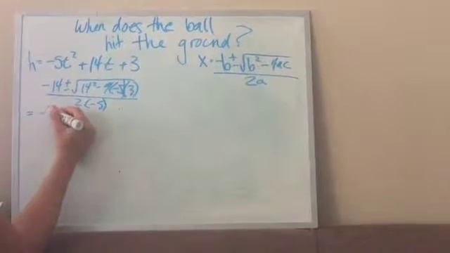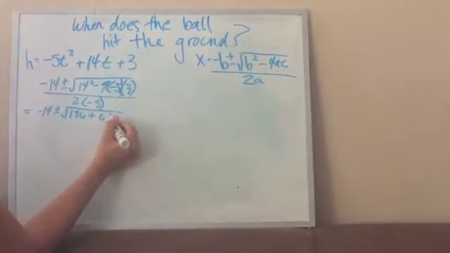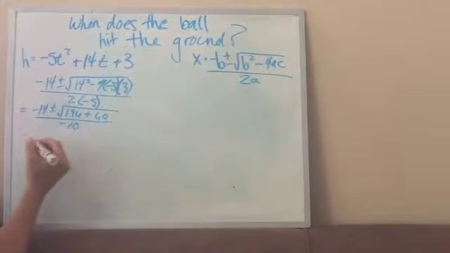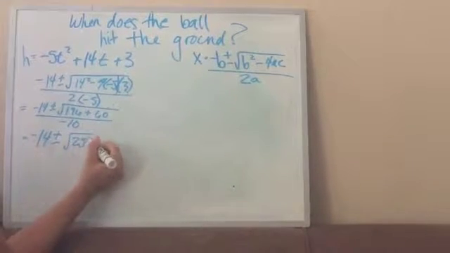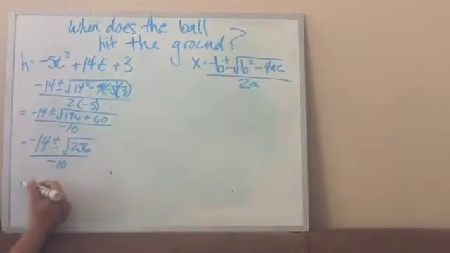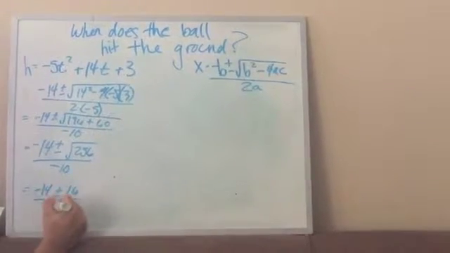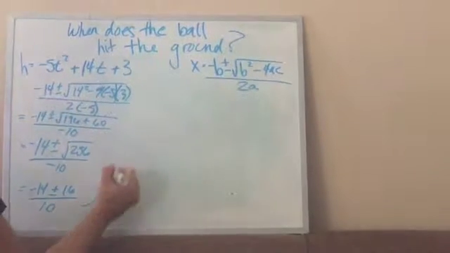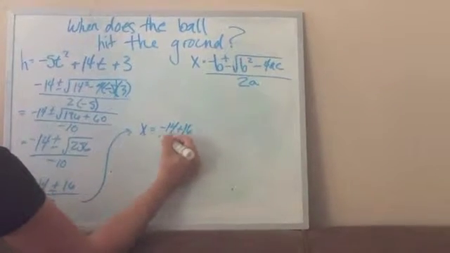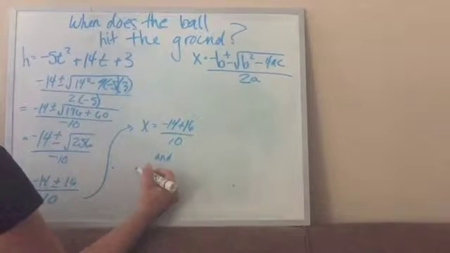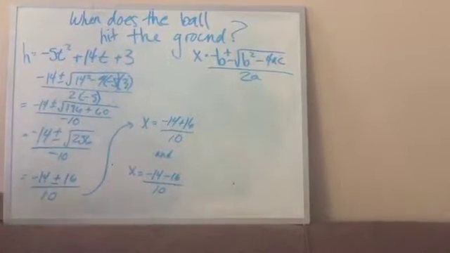and we solve it. So we've got -14 plus or minus the square root of 14 squared, which is 196, plus 60 over -10. Now we're going to solve underneath the root sign. -14 plus or minus the square root of 256 all over -10. Now we can solve the square root of 256, which is 16. So now that we have that plus and minus, we can break it up into two different values of t: t equals -14 plus 16 over -10, and t equals -14 minus 16 over -10.